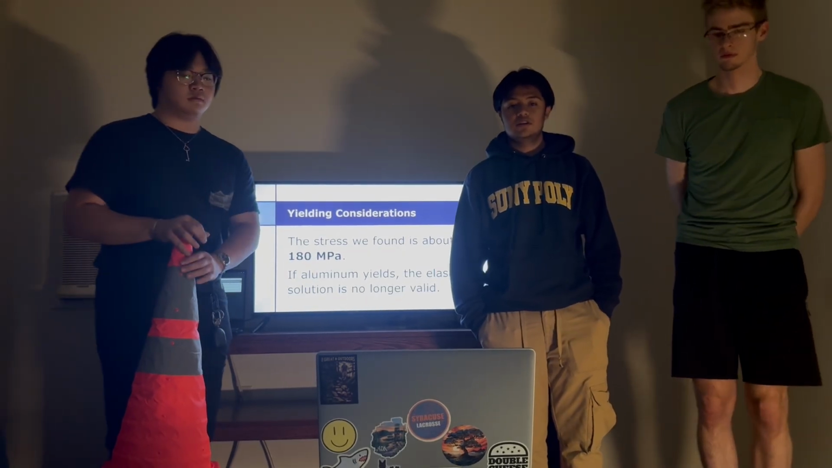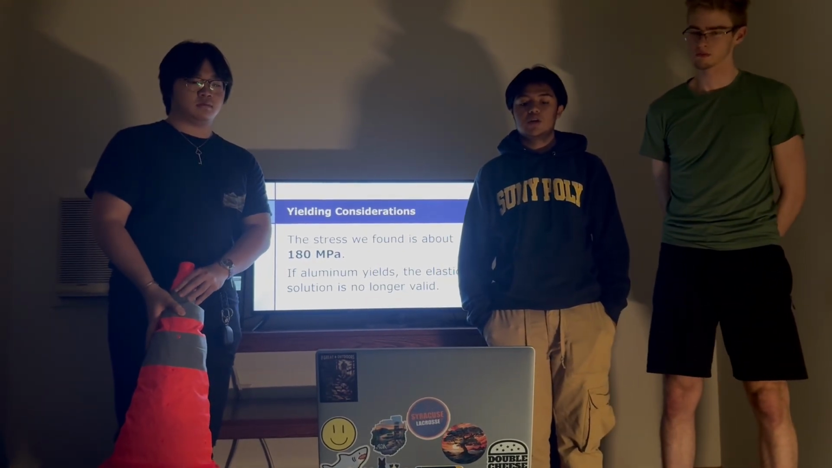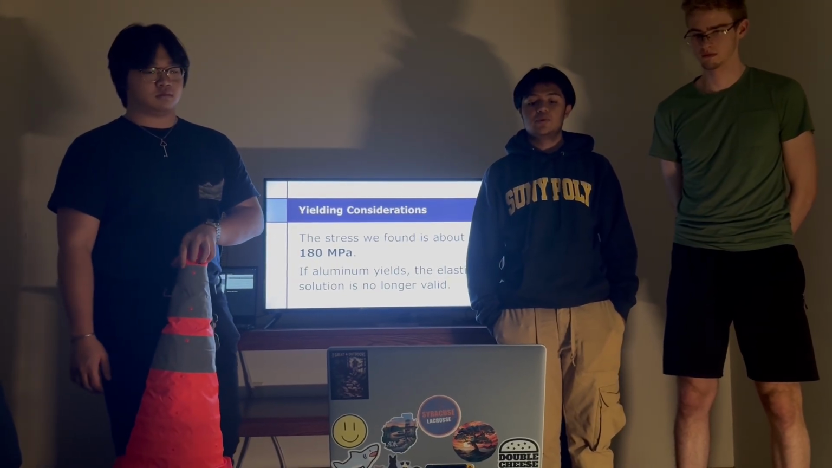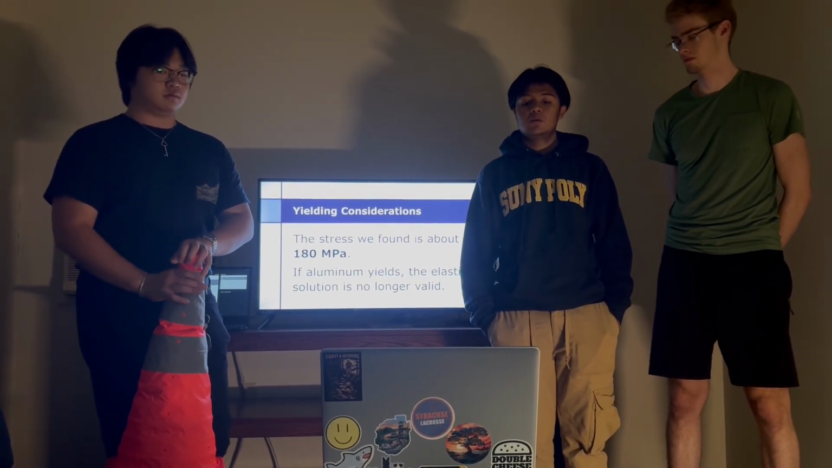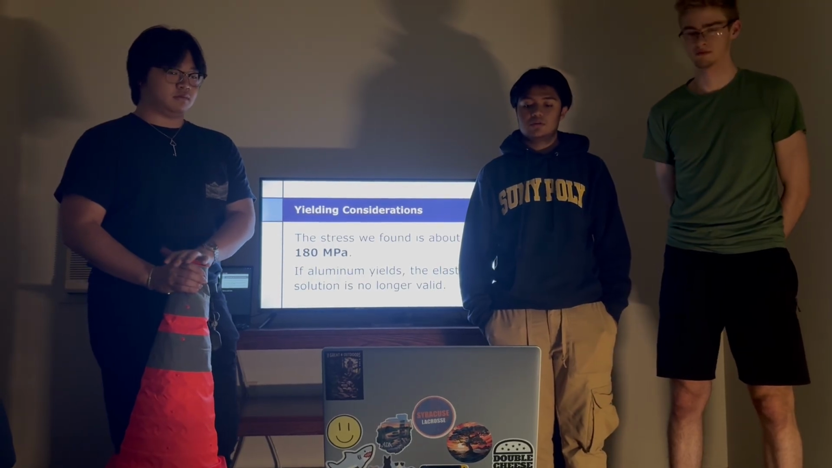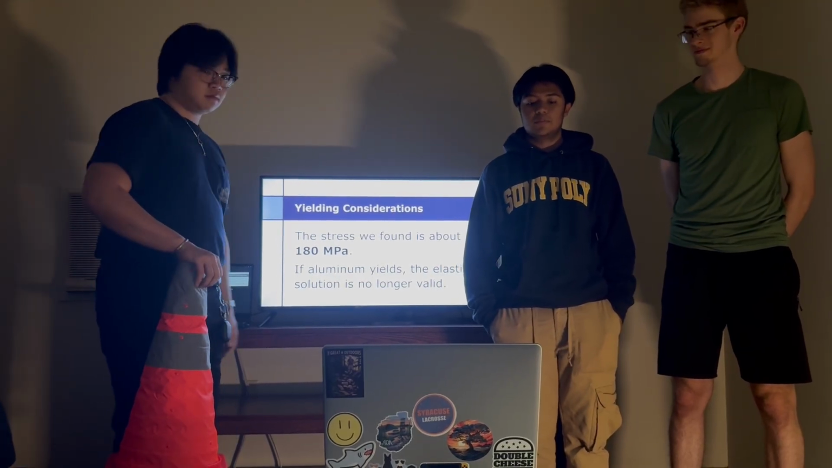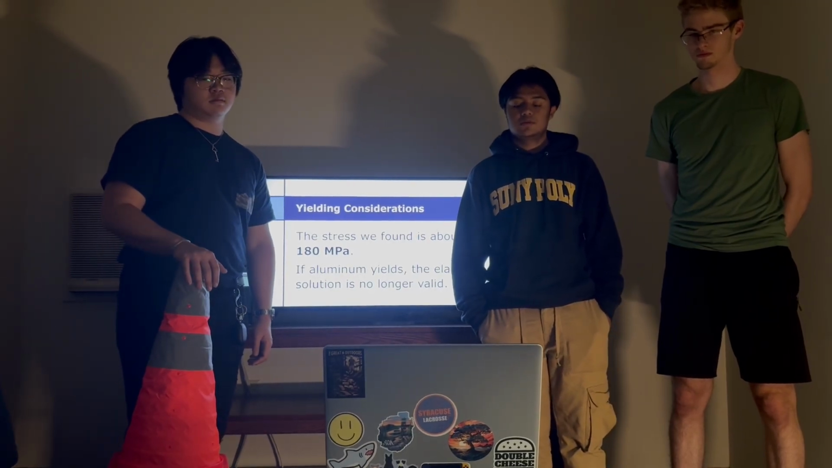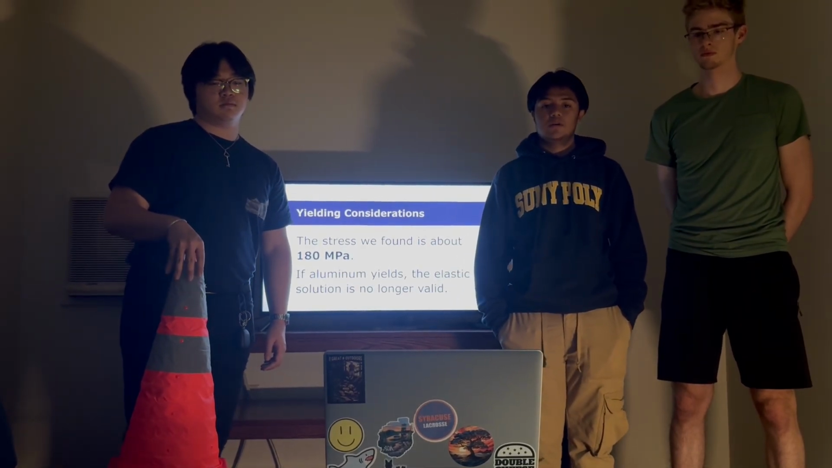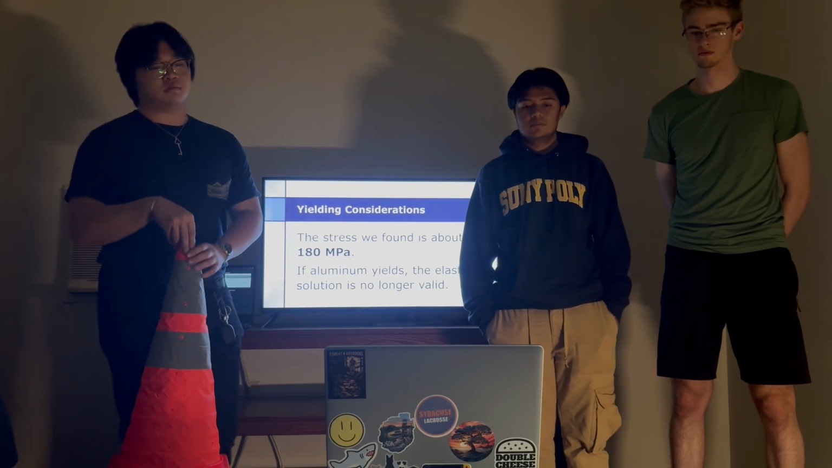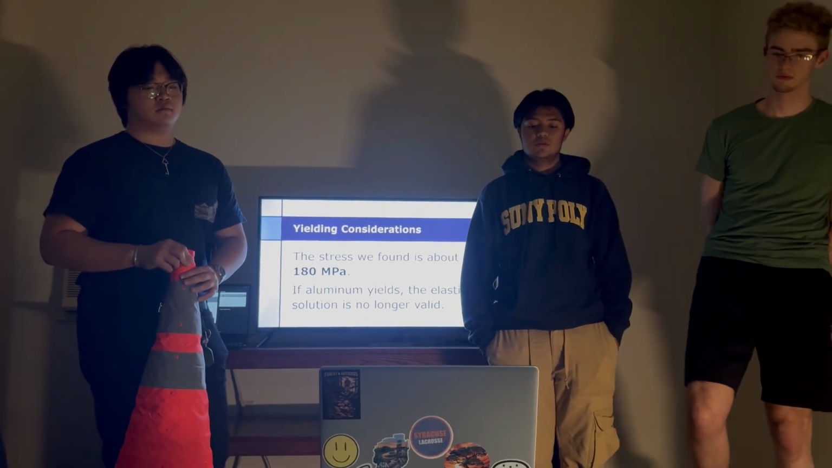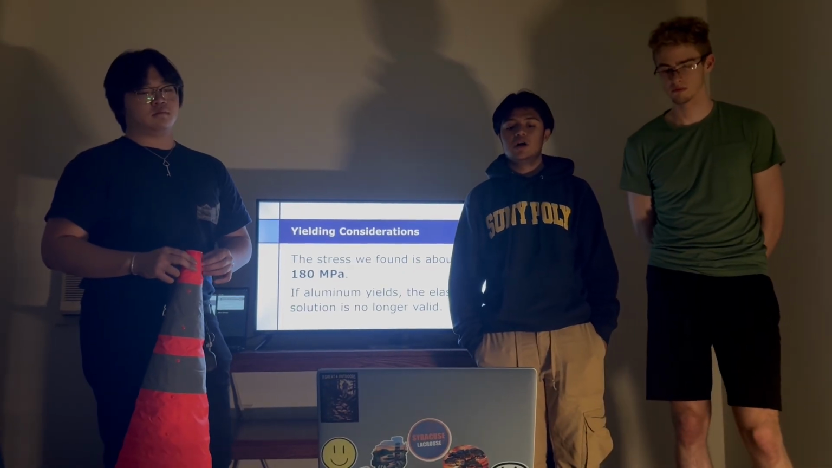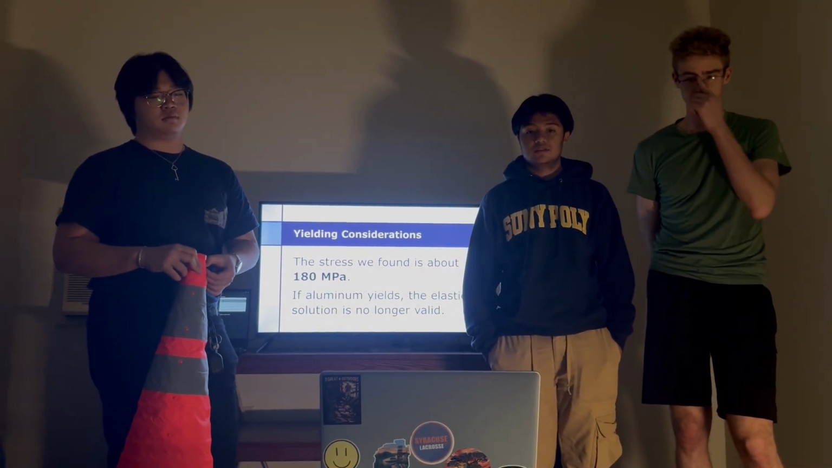Now let's look at yielding consideration. The stress we found is about 180 megapascals. The typical yield strength of many aluminum alloys is from 35 to 100 megapascals. Stronger aluminums are about 250 megapascals. Mild steels are between 250 and 400 megapascals. This means aluminum will often yield before steel in this scenario.